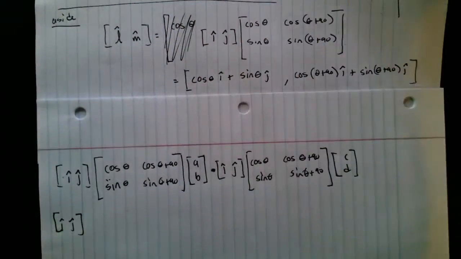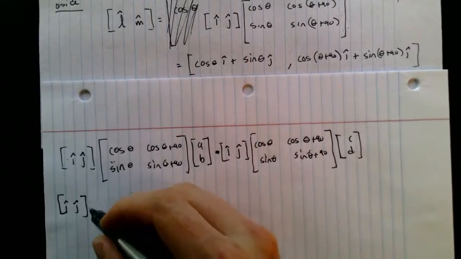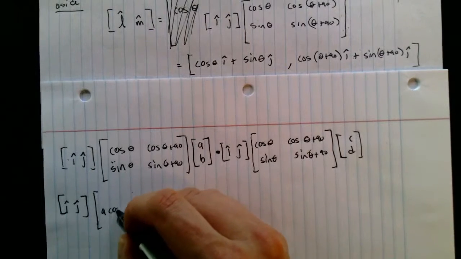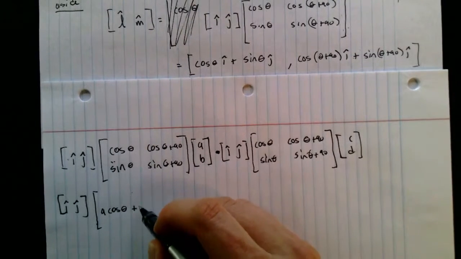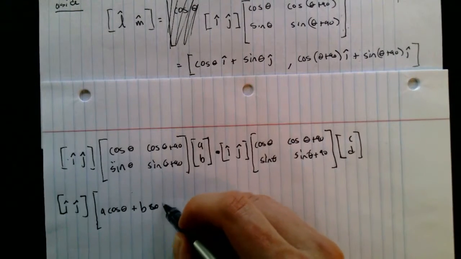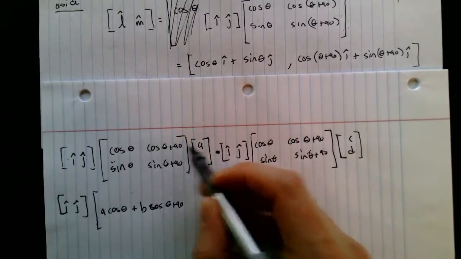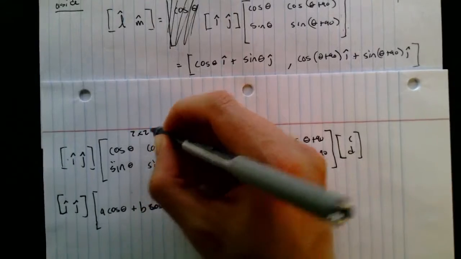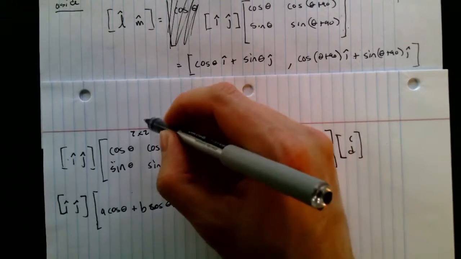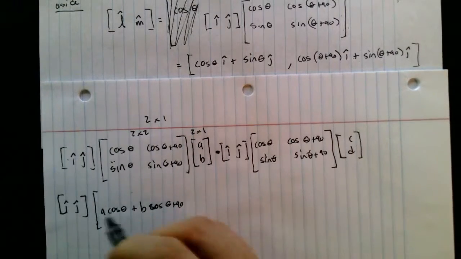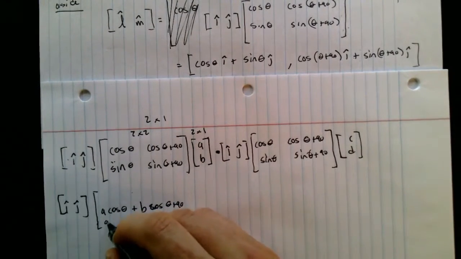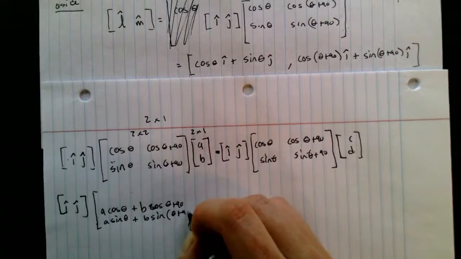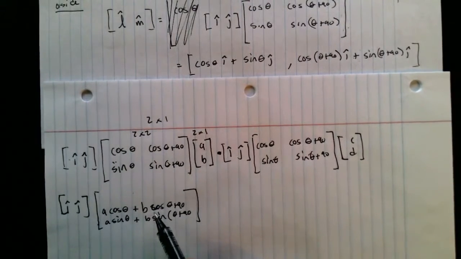Let's move this up. Okay. And then we have A cosine of theta plus B cosine of theta plus 90. That's A times this plus B times this. This is a 2 by 2, and this is a 2 by 1, so we get a 2 by 1. So that's on the top, and then on the bottom we have A sine theta plus B sine theta plus 90. And I know this looks a little disjointed, but it's right.